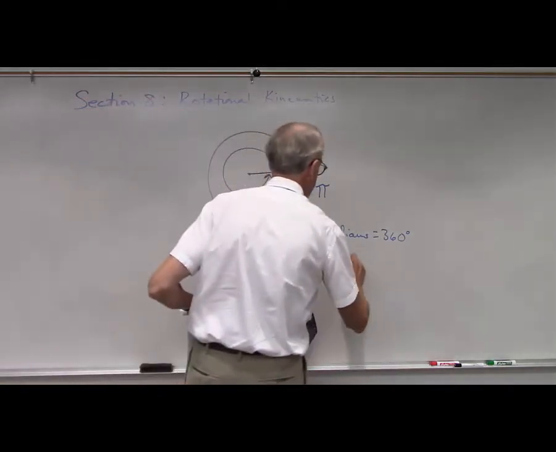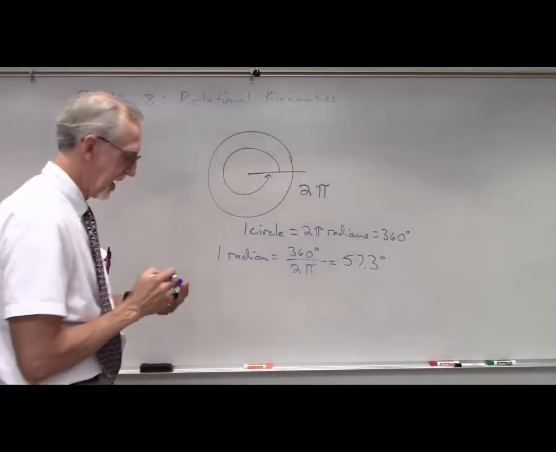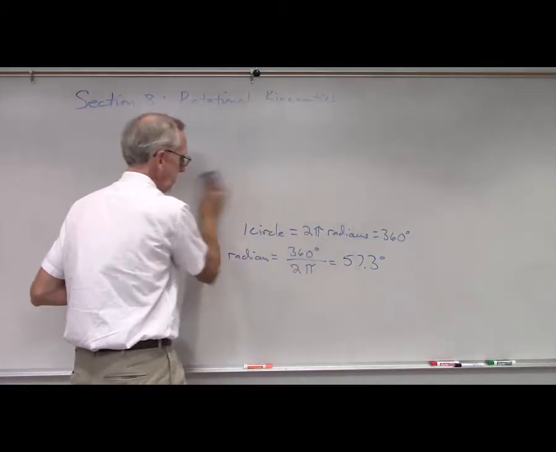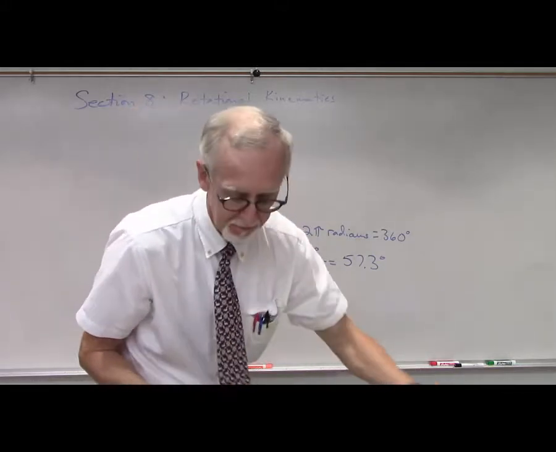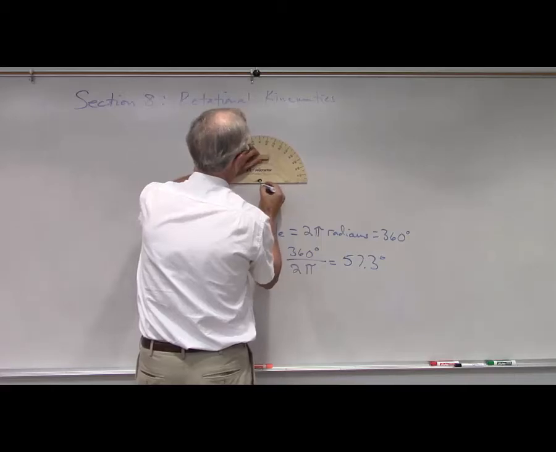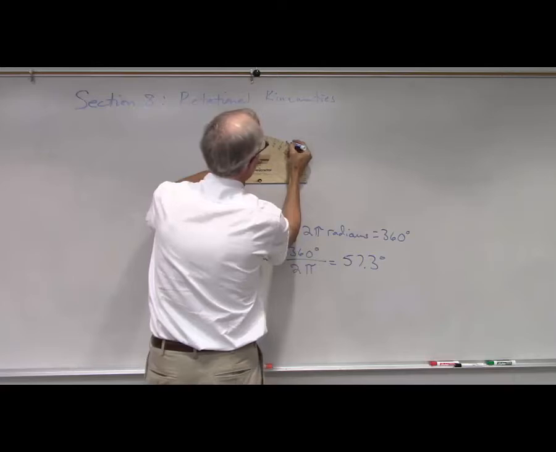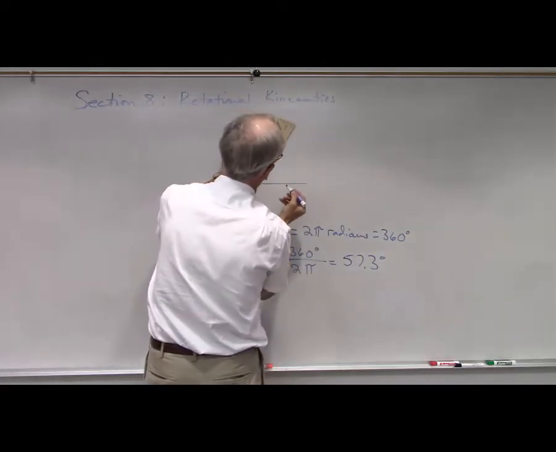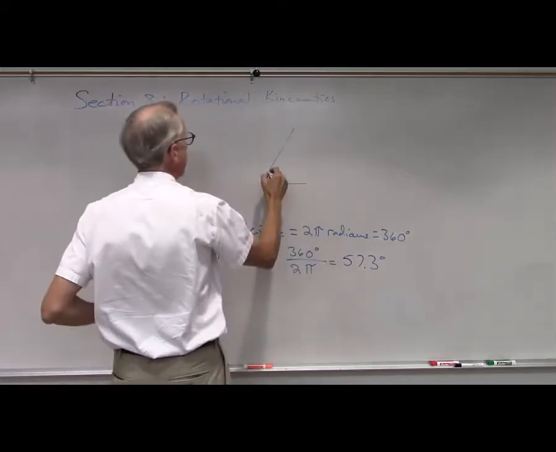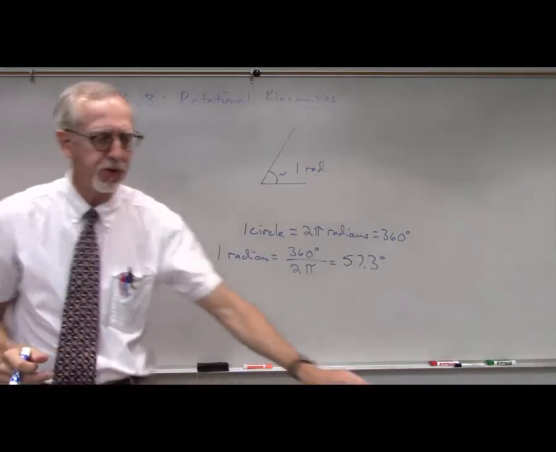about 57.3 degrees. So we can get an idea of exactly what this angle is, or at least approximately what this angle is. We take a protractor here. So 10, 20, 30, 40, 50, about 57 right there. So there we go. That is about 1 radian, about 57.3 degrees.